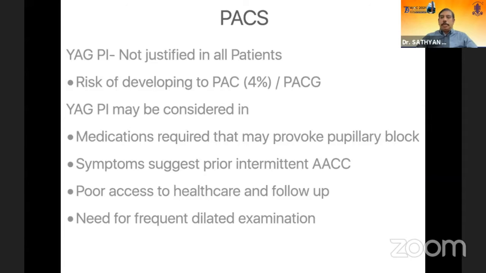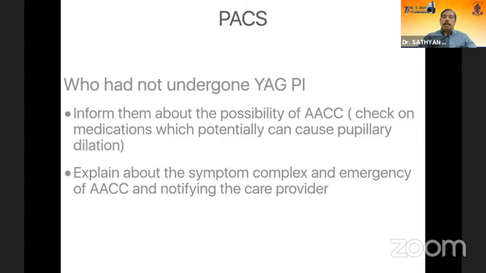In the management of primary angle closure suspect, we all want to do the laser PI for every patient, but it is not justified. The risk of progressing to primary angle closure is only 4%, and much lesser in the case of primary angle closure glaucoma. So you consider the PI in these patients when there is a real need for frequent dilatation, poor access to healthcare and follow-up, symptoms suggesting prior intermittent acute angle closure crisis, or when patients may require systemic medications that may provoke pupillary block. These are the cases where you want to do the PI.